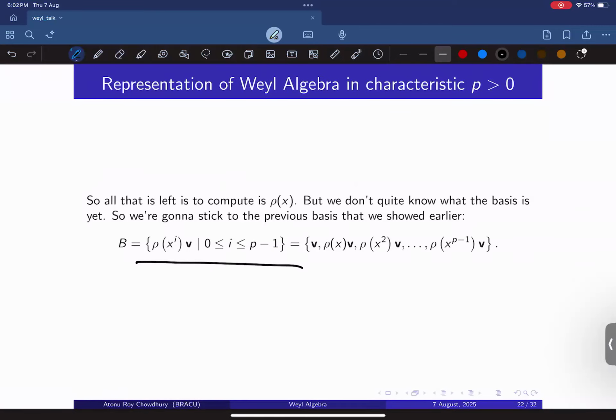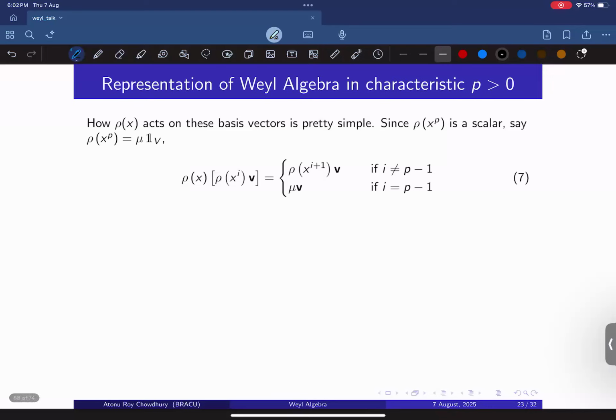That is the one I've shown earlier: the set consisting of rho of x to the power i acting on the vector v, where i is from 0 to p minus 1. What is v? v is an eigenvector for rho of y. So it looks like this: v, rho x v, rho x squared v, and so on up to rho x to the power p minus 1 v. So we're going to write the matrices rho x and rho y in this basis.